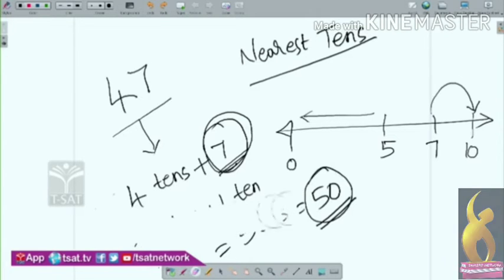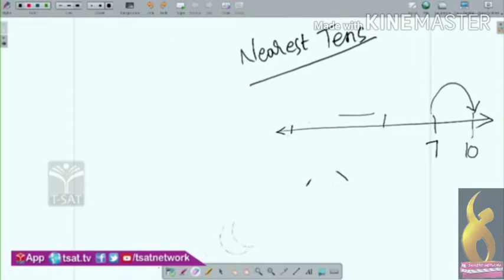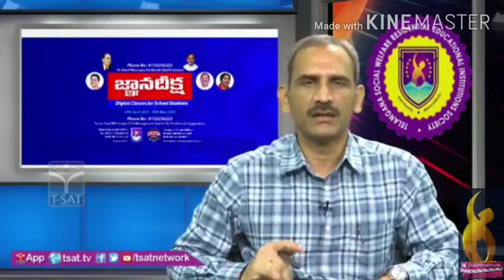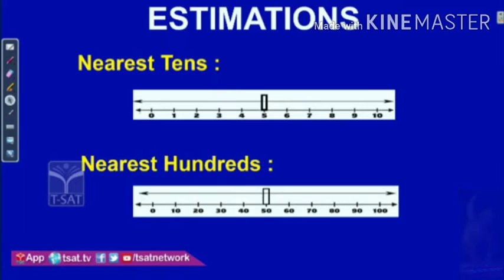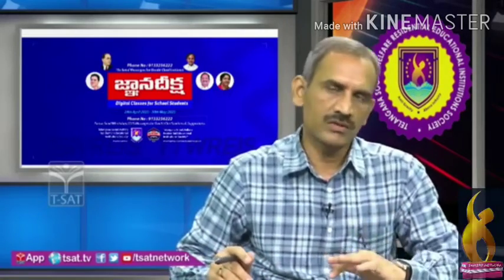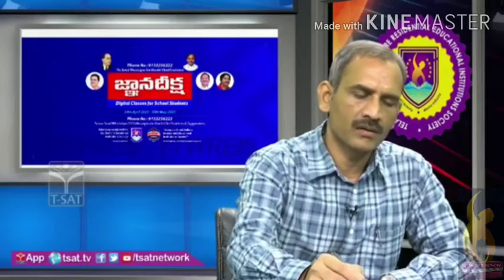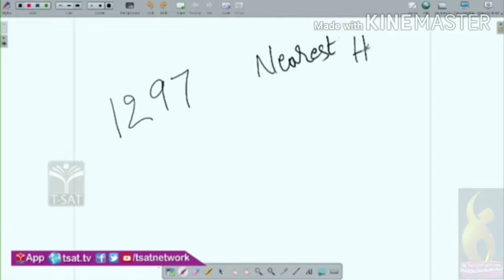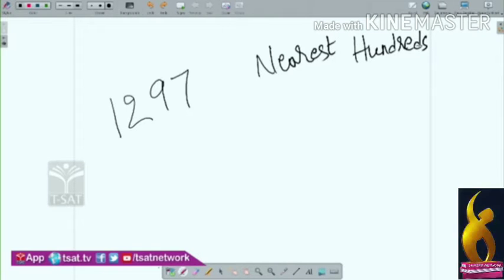Like this, you can apply the same concept for all the numbers like nearest hundreds, nearest thousands, nearest 10,000s, like that. For example, if you look at the next number line, there you have nearest hundreds, there also you can use the same phenomena, right. Let us explain with one more example, from that you can easily understand how to round off to its nearest thousands and nearest 10,000s. For example, let us take a number 1297. Now I want to estimate this number to its nearest hundreds. Already we finished nearest tens. Now we are going to discuss nearest hundreds, right.